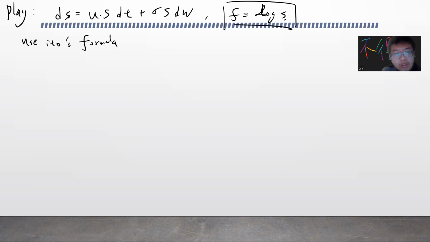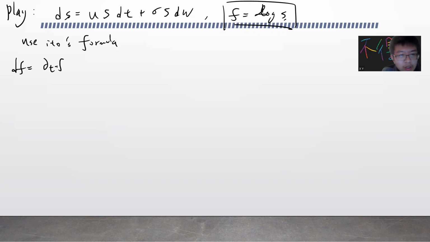I think it's very important that you solve sigma equals 0, so that gives you a high hint that f equals log s is a good choice for f. Okay, so let me just quickly write down. If you go back to see my video, this df, let me just write down the formula.